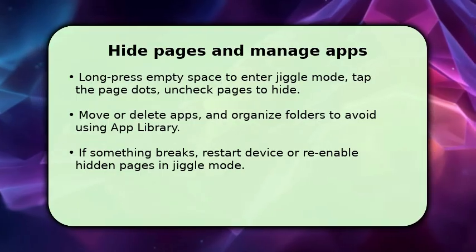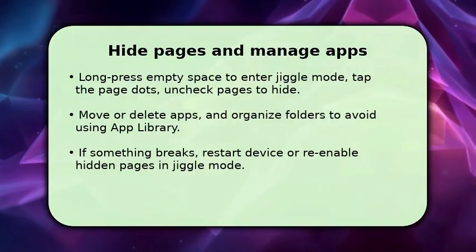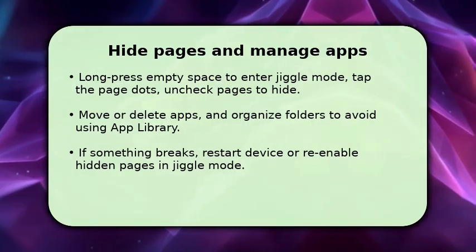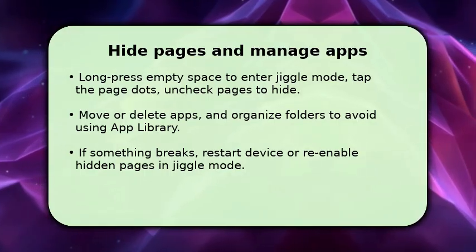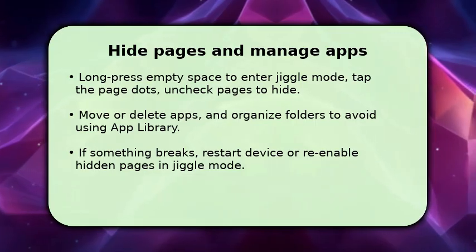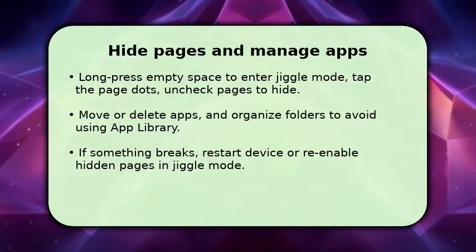Move apps back onto visible pages or delete unused ones. If anything goes wrong, pages won't hide or apps disappear. Restart your iPhone, then re-enter Jiggle Mode to re-enable hidden pages. You can always reverse these changes because you cannot fully disable the app library itself.